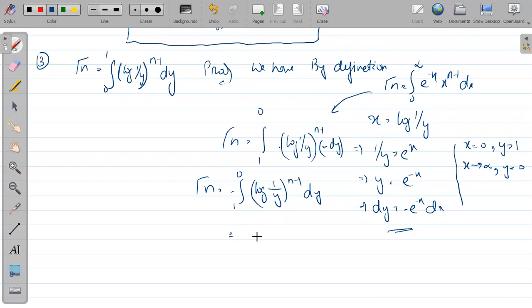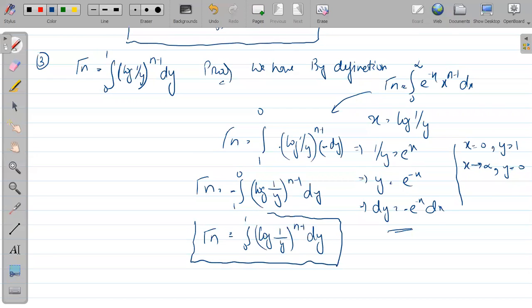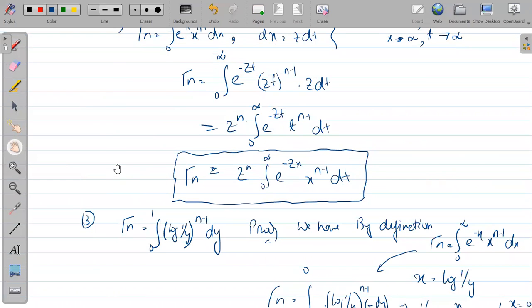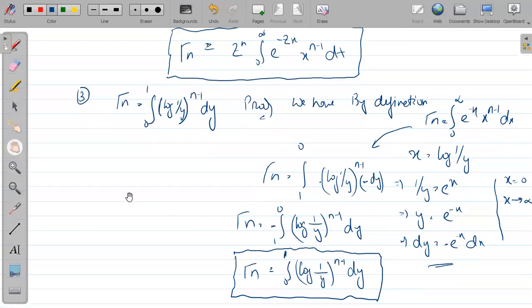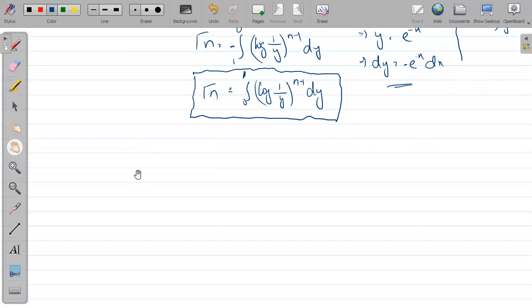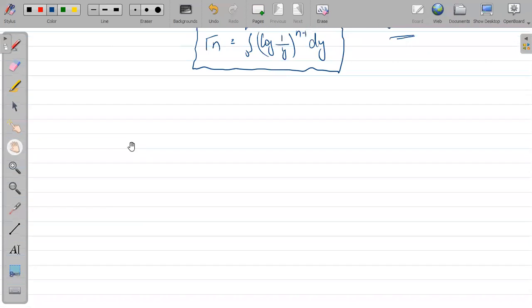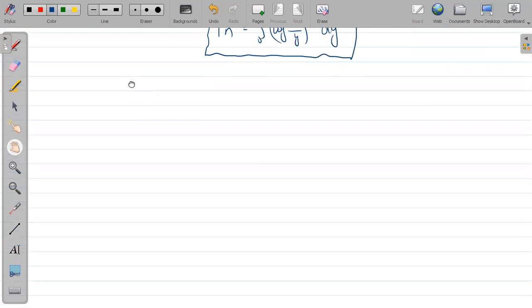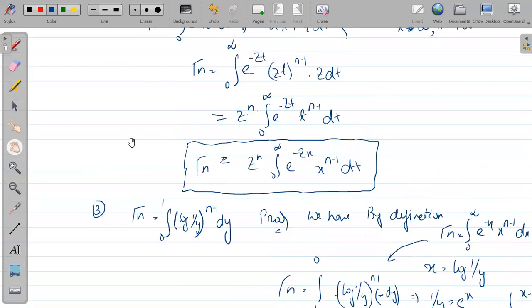Again, due to property number 2, the limits will be interchanged to consume this minus sign. So 0 to 1, log of 1 by y, or 1 by x, whatever variable you want to use, dy, is gamma n. This can also be termed as one form of the definition of the gamma function, where the limits are from 0 to 1. In all of the other definitions, limits are from 0 to infinity, but in this definition, the limits are from 0 to 1. You can get this as a question, or you can remember it as a property also. It's your choice. Number 3 you're done.